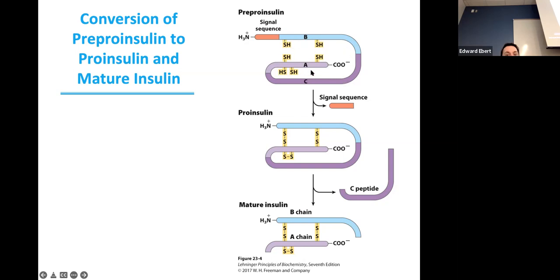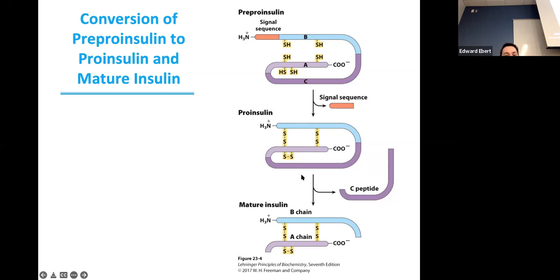Once it gets to its proper place, first thing we cleave off the signal sequence. We don't need it anymore. That just tells it where to go. So now, instead of having pre-pro insulin, we have pro-insulin. Okay. And our pro-insulin, besides cleaving off the signal sequence, you see we make these 3 disulfide bonds.